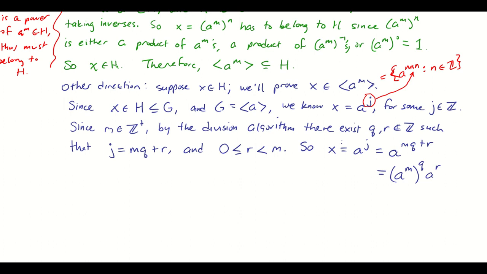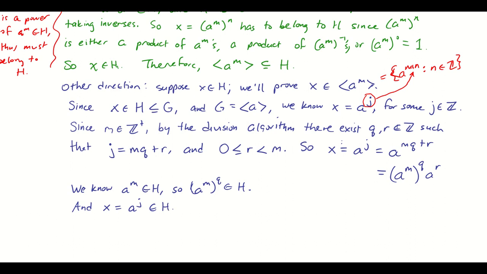And what do we know here? We know that a to the m to the q, this is a to the m. A to the m belongs to H, and then I'm just raising that to a power. So let's write down what we know here. We know a to the m belongs to H. So a to the m to the q, by the same argument I just did earlier, any power of that also has to belong to H. And we know that x equals a to the j. That belongs to H, because that's just what we assumed. We assumed that x belonged to H.